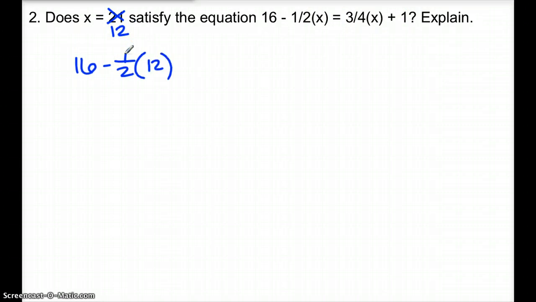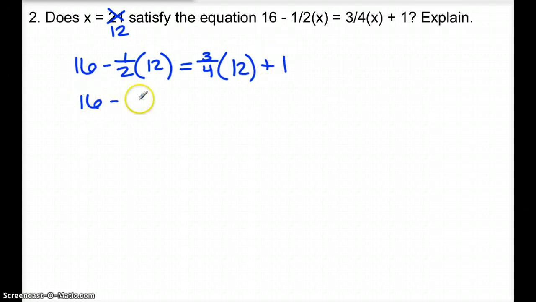Number 2 says, does x equals 21 satisfy the equation 16 minus 1/2 x equals 3/4 of x plus 1? And actually, I apologize, that should be x equals 12. I copied that down wrong. So again, all we're going to do is take that 12 and plug it in right where the x's are. So 16 minus half of 12 equals 3/4 of 12 plus 1.